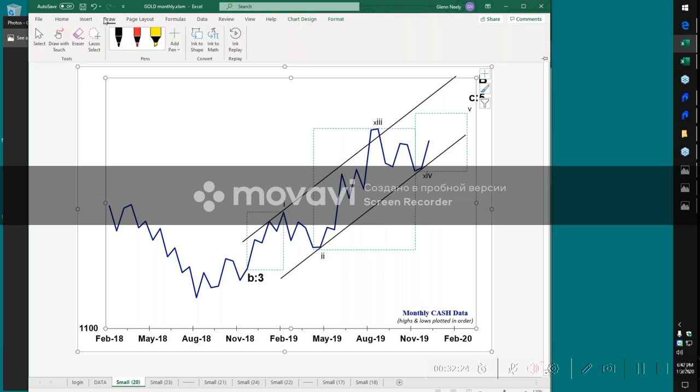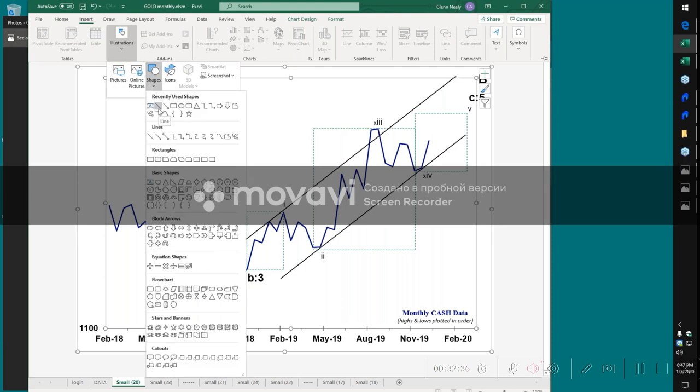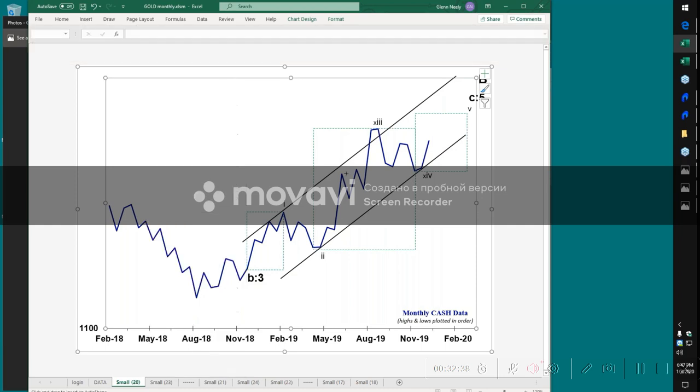So let me do that. I'm not sure why I can't. I don't know where. Oh, yeah. Is this it? Shape. Okay, here it is. It's different for the PC version and the Mac version.